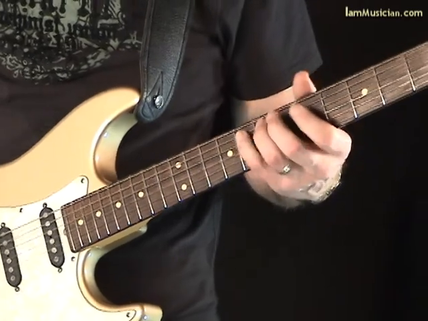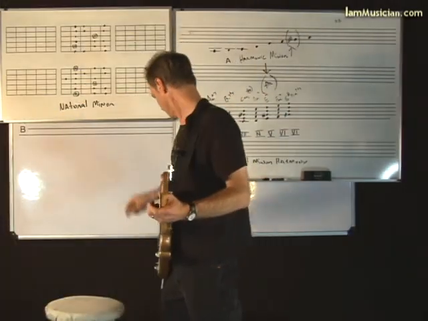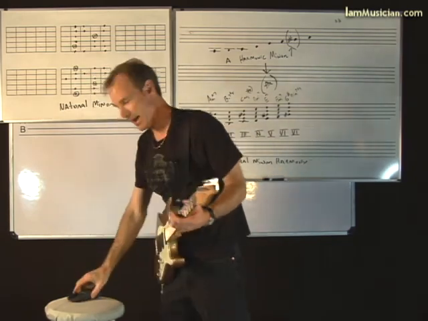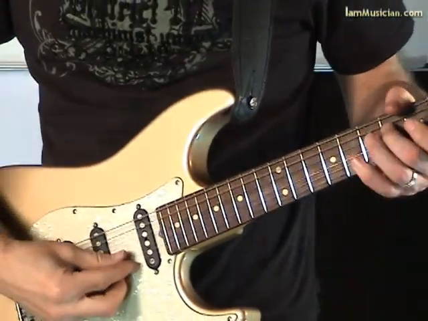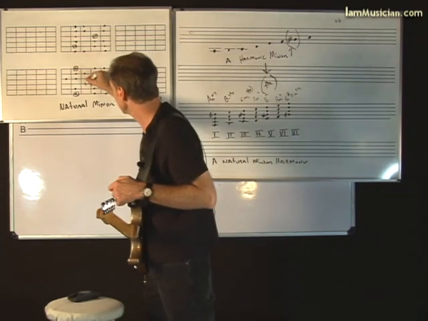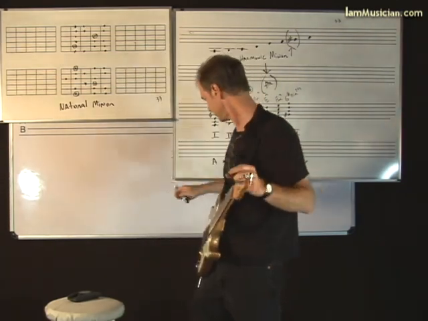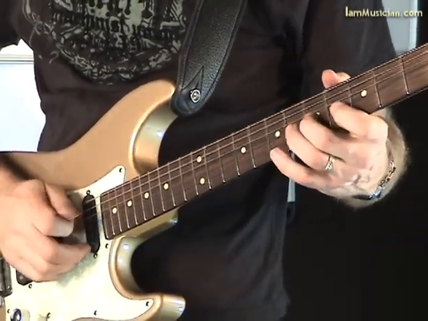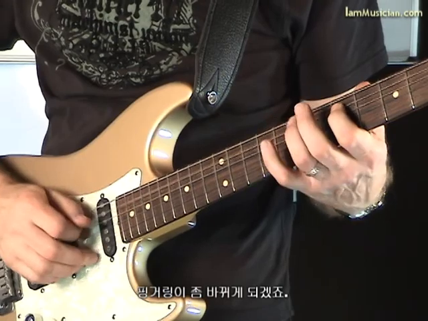So there's the 7th right there. So all we're going to have to do is raise that up a half step, and we've got our harmonic minor scale. So there's the first octave of it. And then, of course, the next octave has to be addressed. Changes the fingering a little bit.